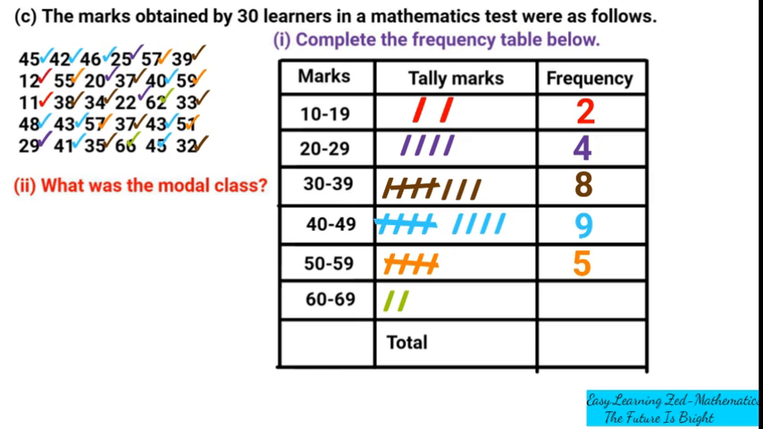The total of the frequency should match the number of learners. The learners were told to be 30. So if we have done the work properly, we should get a total of 30. 2 plus 4 gives us 6, 6 plus 8 gives us 14, 14 plus 9 gives us 23, 23 plus 5 gives us 28, 28 plus 2 gives us 30. So the total is 30.